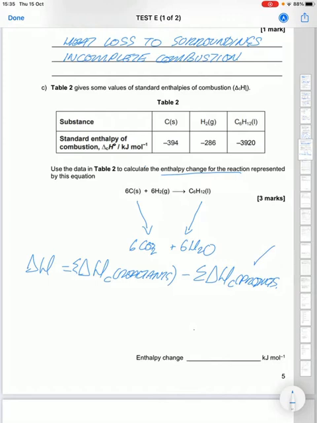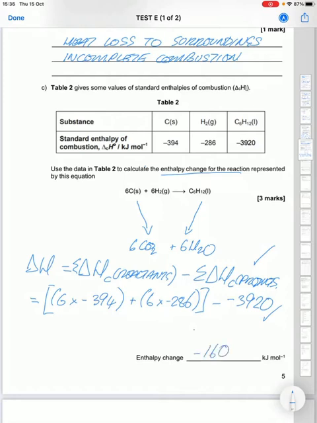The next mark is for putting all of the values in. So 6 times minus 394.4 plus 6 times minus 286 minus 3920, so that would be your second mark. Third mark is for the enthalpy change, which is going to be minus 160 kilojoules per mole.